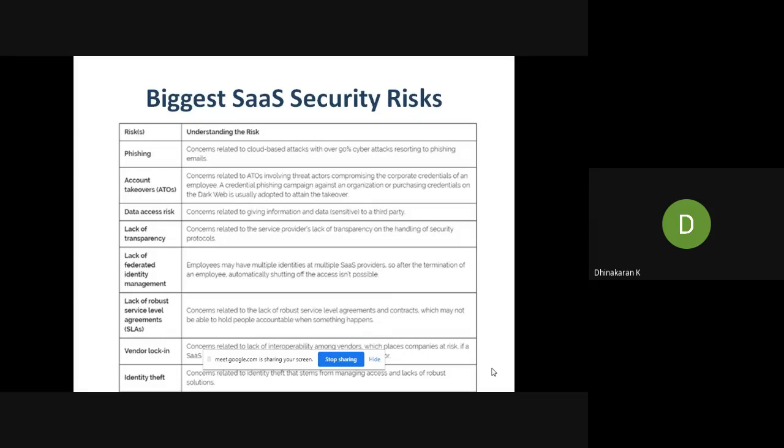A concern related to ATOs involves the threat actor compromising the corporate credentials of an employee, through a credential phishing campaign against an organization or phishing credentials on the dark web. It is usually past 2 years, even the students are aware of that. What is the dark web? It is usually adapted to take over your account.